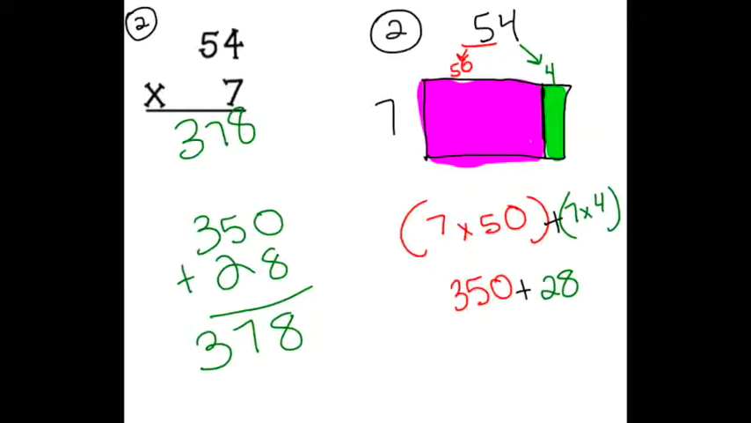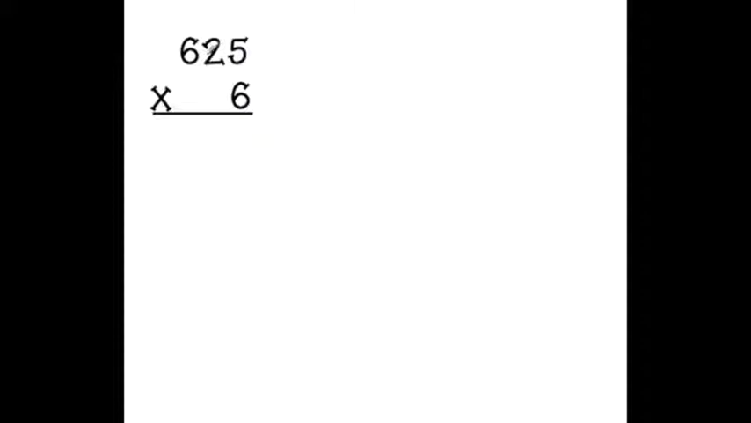Okay, the next one. Ooh, triple digits. All right, now this is exactly why we don't always count the boxes, right? Can you imagine counting 625 boxes? That would take forever. Okay, so draw your array.